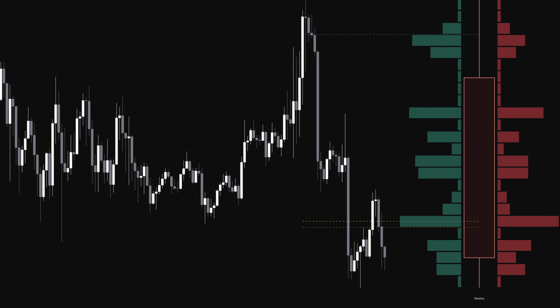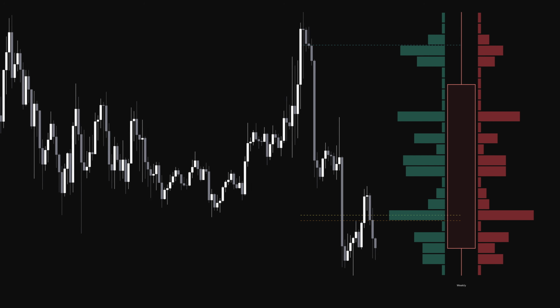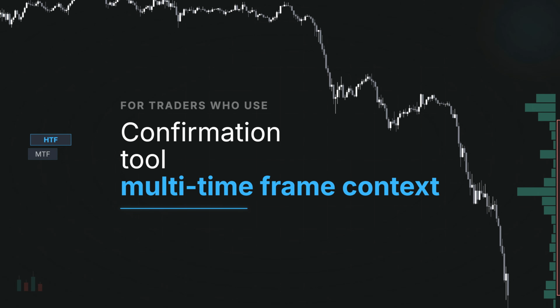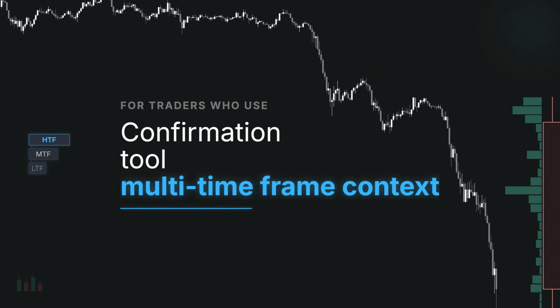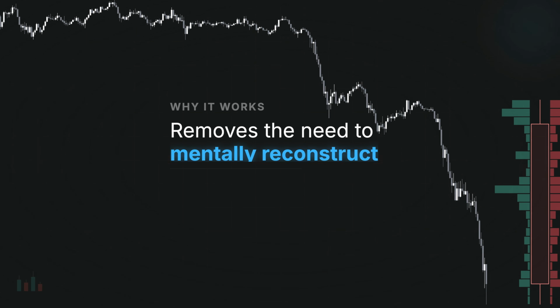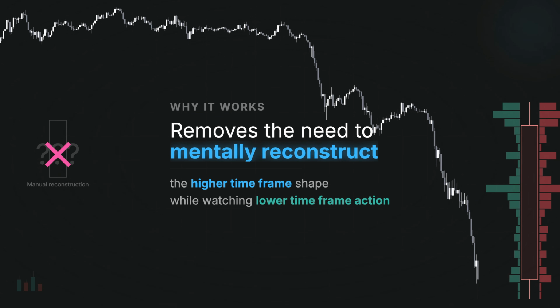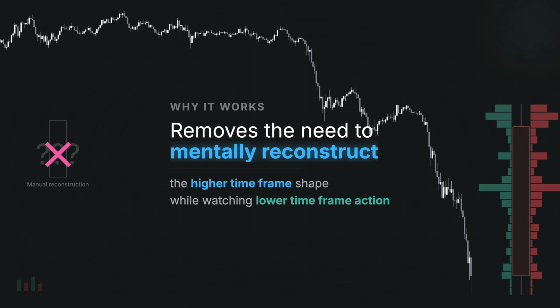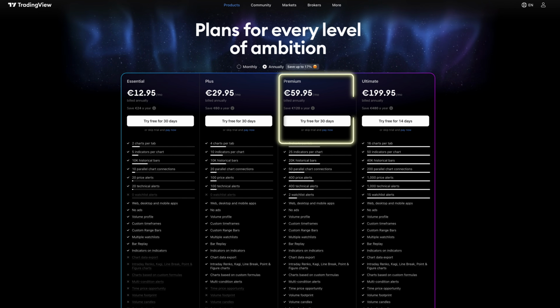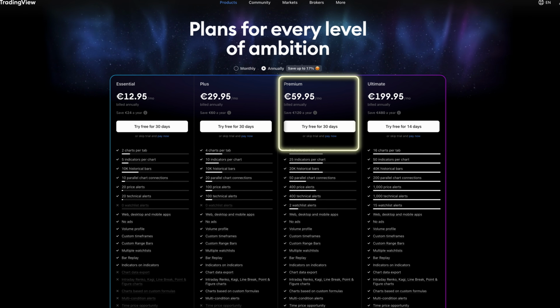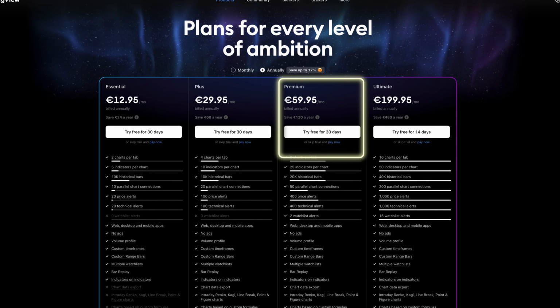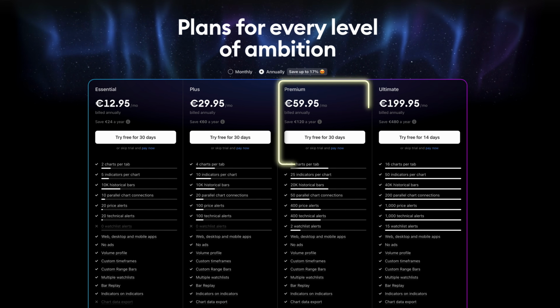It functions as a visualization layer rather than a signal generator. As a confirmation tool for traders who already work with multi-timeframe context, it is excellent because it removes the need to mentally reconstruct the higher timeframe shape while watching the lower timeframe action. The main limitation is the premium tier requirement, which gates the indicator behind a TradingView subscription many retail traders do not hold. The visualization is genuinely well thought out.